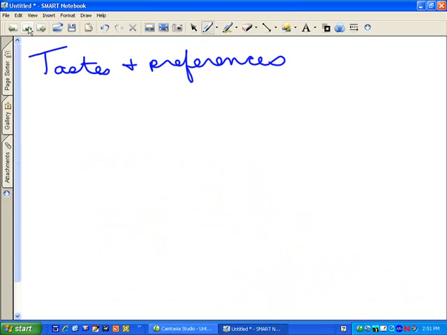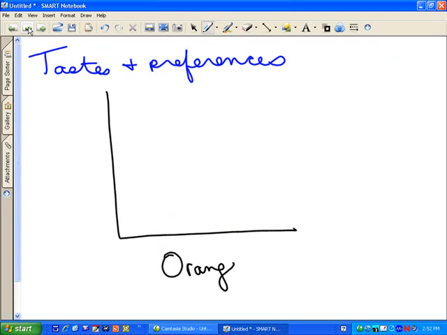With taste and preferences, let's use this as the example. Let's say it is oranges, here's our demand of oranges, and let's say that the Surgeon General reports that eating 2 oranges a day decreases your chances of cancer 50%. Okay? I'm just making this up, so don't run out and buy oranges yet.